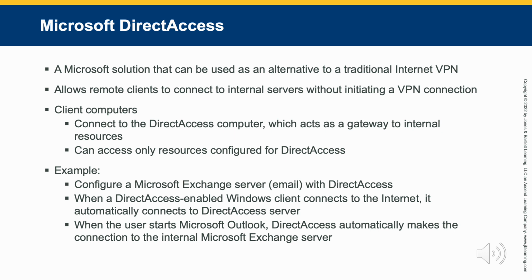An example of this would be to configure a Microsoft Exchange server, which is for email, with DirectAccess. When a DirectAccess-enabled Windows client connects to the internet, it will automatically connect to the DirectAccess server. When the user starts Microsoft Outlook, DirectAccess automatically makes the connection to the internal Microsoft Exchange server.